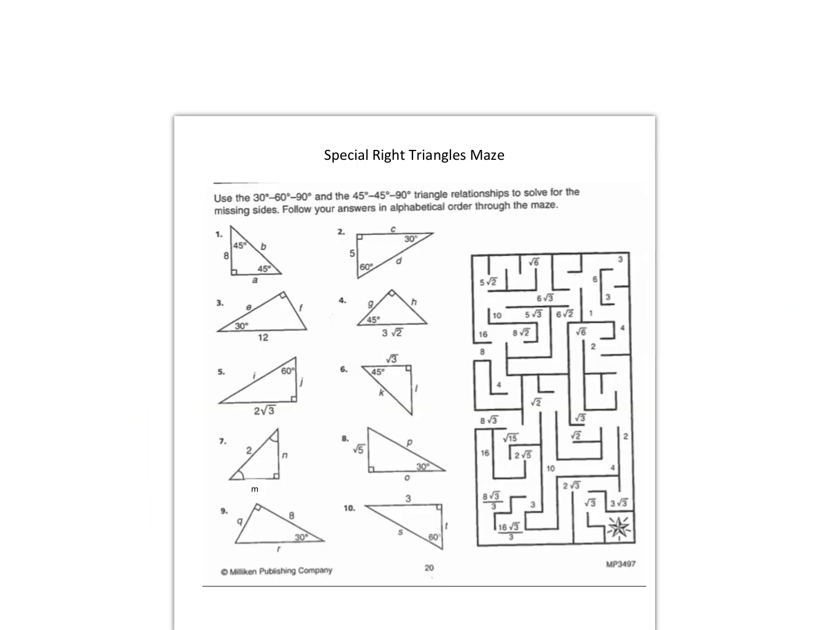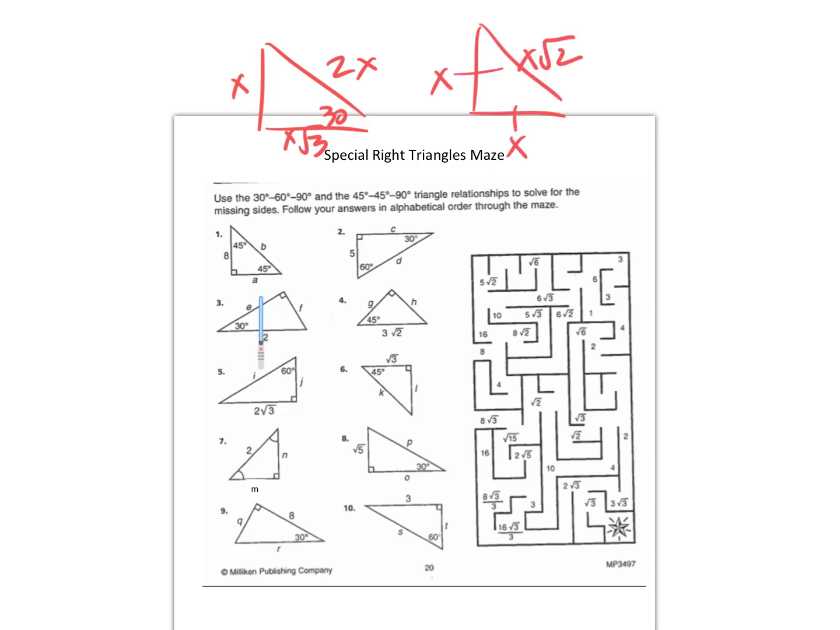I'm going to remind us of these 30, 60, 90 rules up here. X root 3, 2x. 45, 45, 90 goes x root 2. Now, here's how we start. Everybody, we're going to start by getting the letters in alphabetical order. If this is a 45, 45, 90 triangle, let's get A first. We're going to do A, B, C, then D. What's A going to be?